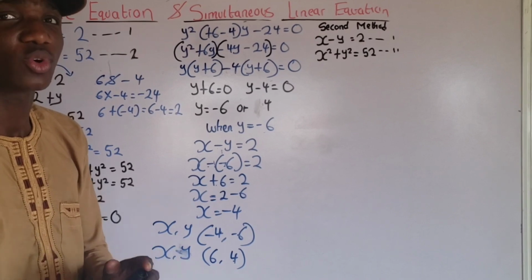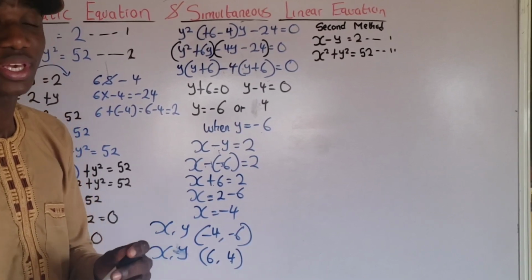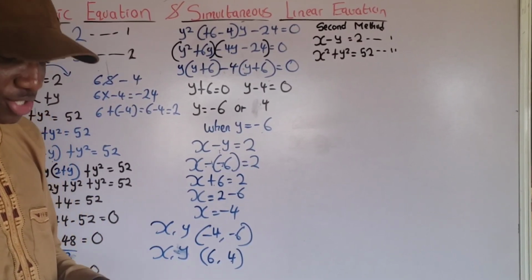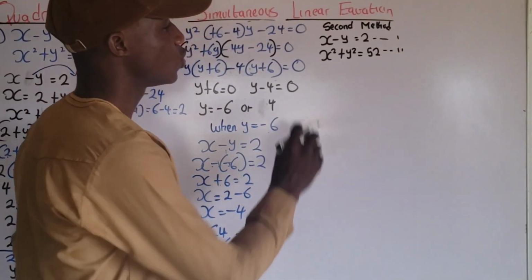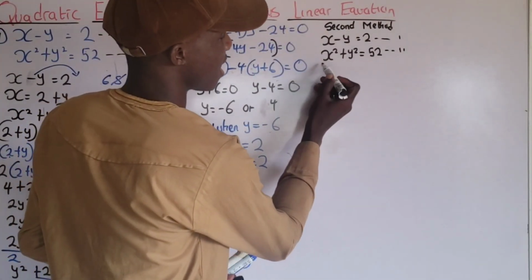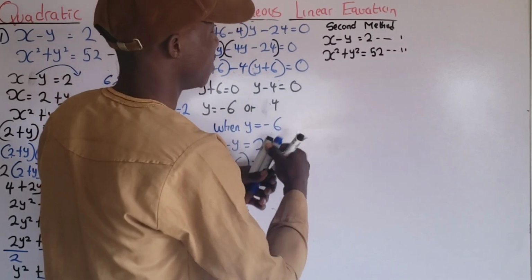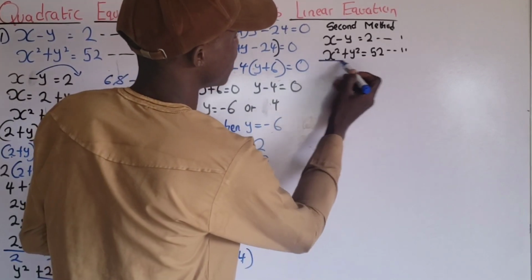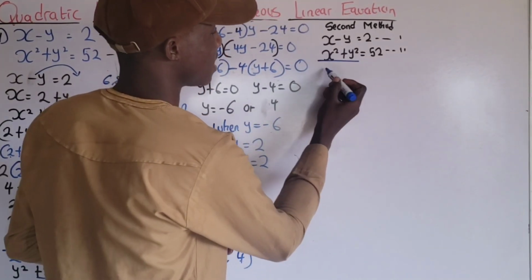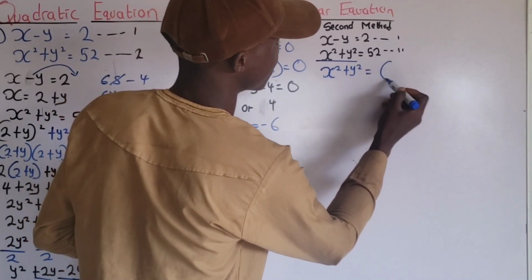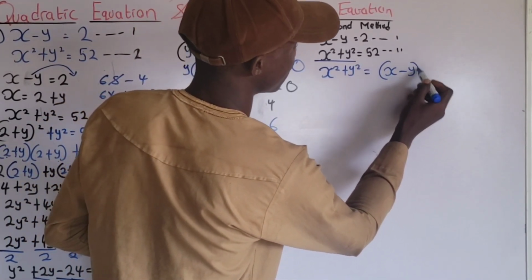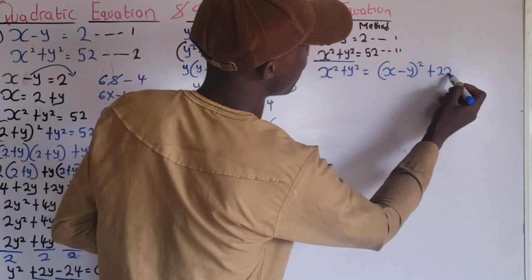You see, this second method is technical, so I need your rapt attention. Look at this. The equation 2 can be written as x squared plus y squared. This x squared plus y squared can be written as x minus y squared plus 2xy.